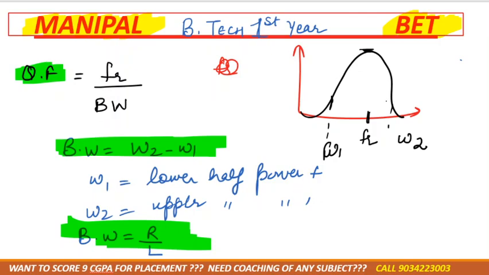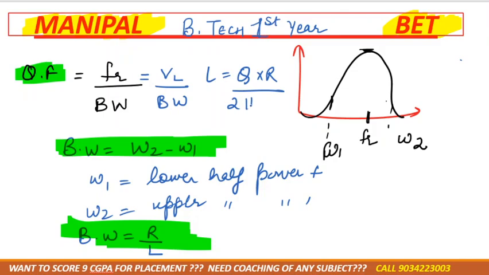There is one more formula for the quality factor: VL, the voltage across the inductor, divided by bandwidth. Write down this formula as well; again it depends on what is given in the question. And here L is equal to 2 into R divided by 2 pi FR. Basically they have solved this thing only, so don't write down this formula, write down this one only.